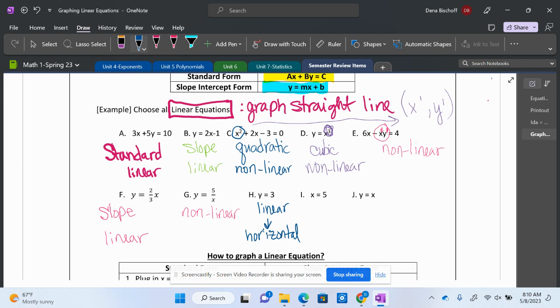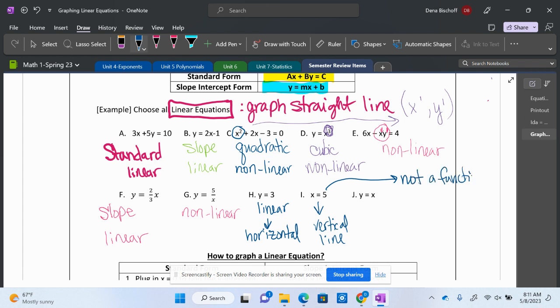What about example I? The graph does make a straight line, but it's not a function. This is the equation to a vertical line. This is a vertical line, but it's not a function. Can anyone tell me why this is not a function?